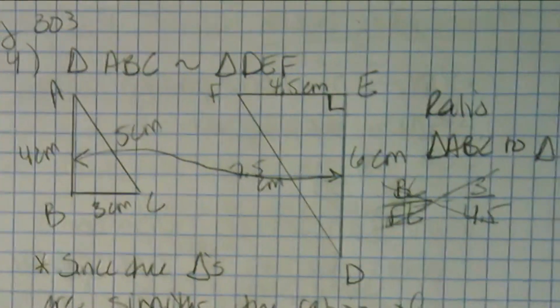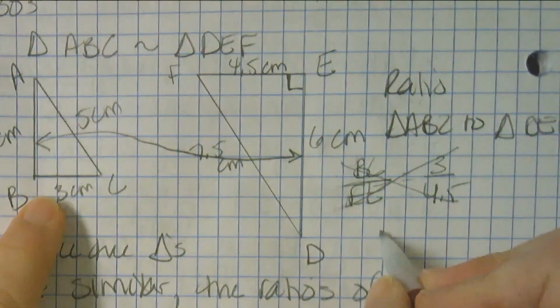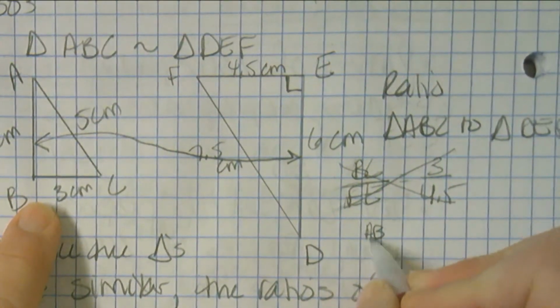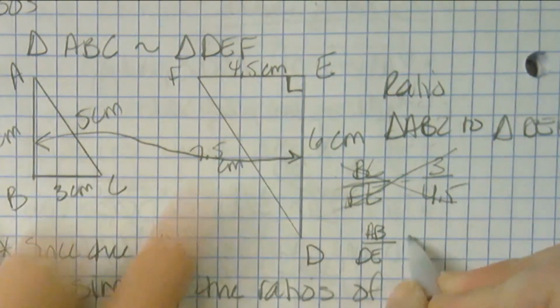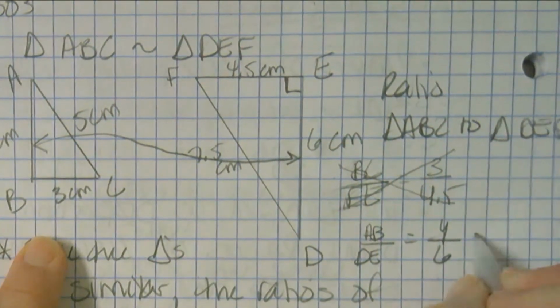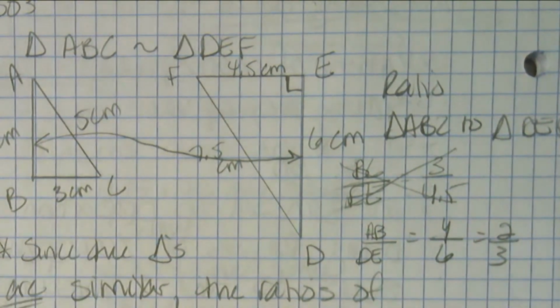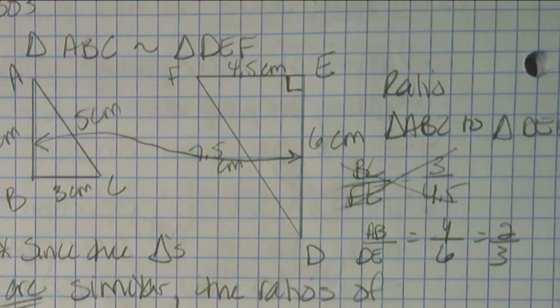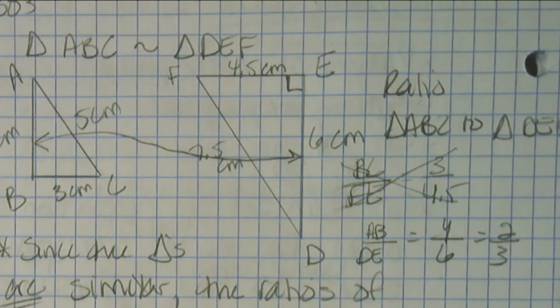So from here, all I need to write is my AB over my DE, which is 4 over 6, which simplifies to 2/3. So I need you thinking about what you actually have to do. Since these were already similar, I just need to figure out the ratio using one set of corresponding sides.